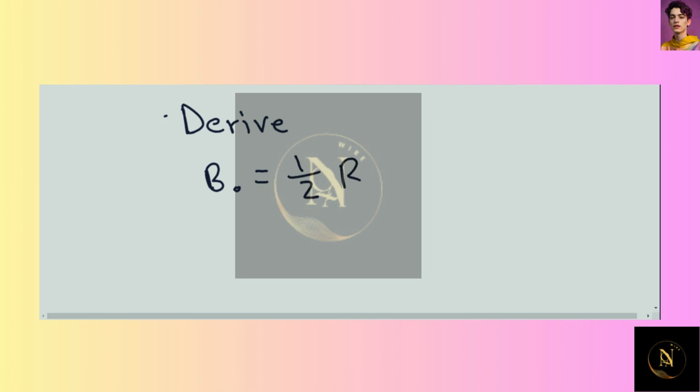So in this problem, you want to derive this equation, which is B naught is equal to 1/2 B average. And this is just the magnetic field of the electrons inside of a betatron. And you can think of it as a circular object.